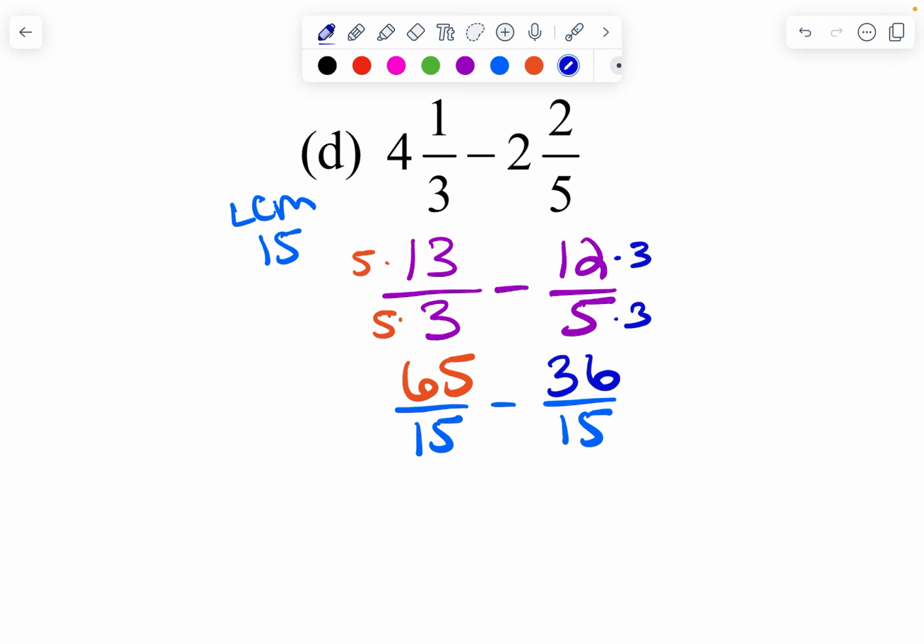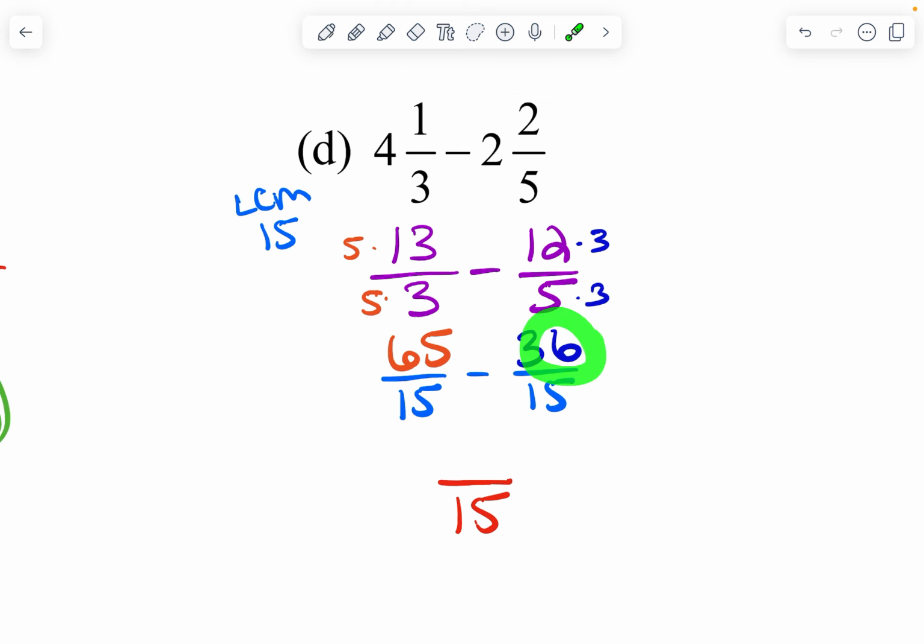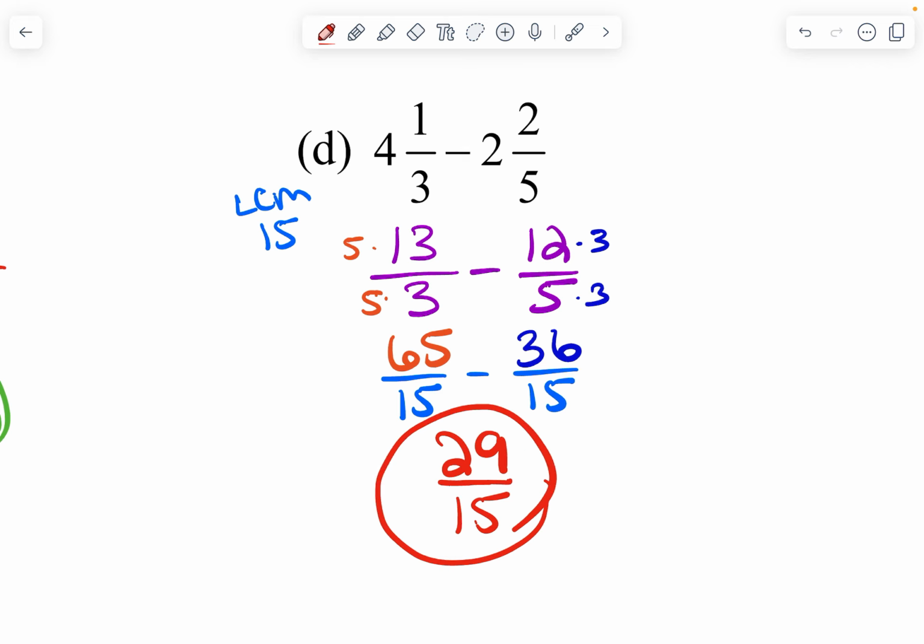So now that I've converted these mixed fractions to improper fractions having a common denominator, at the very end here, I can finally do the last part of the subtraction. So 15 is my common denominator. 65 minus 36. What I did in my head to figure this out is I did 65 minus 35, which would be 30, and then I subtracted the extra 1 to get to a total of 36. So that's going to be 29. So all that hard work, and you get 29 over 15 for the answer to part D.